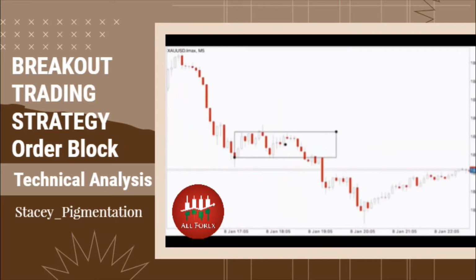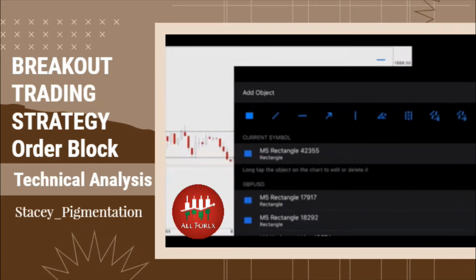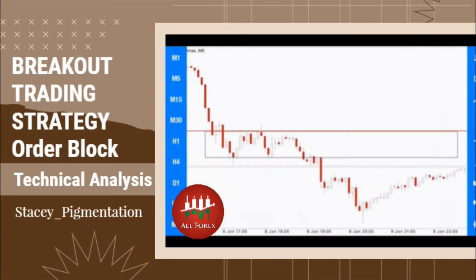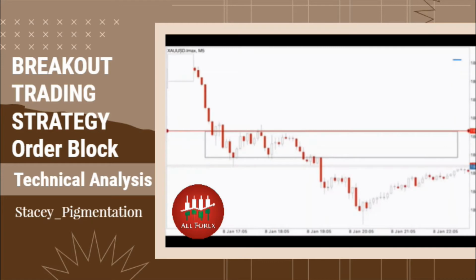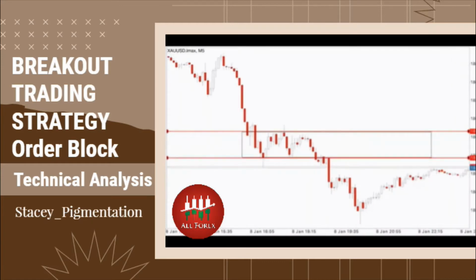So let me do this quickly. Yeah, so this is what I normally do. I draw my order block and then extend it to the right before it even breaks. So it means that right now I've got my level of resistance over there, and my level of support over here. Right now, I don't know where the market is going to break. The only thing I'm waiting for is a full-bodied candlestick to break outside the order block, and then start executing my trades.